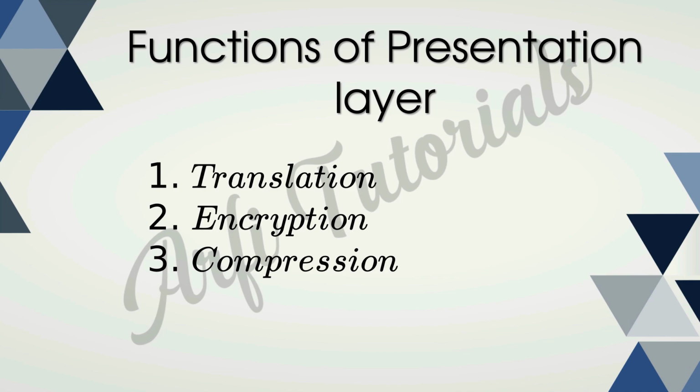Second, encryption. Encryption is needed to maintain privacy. Encryption is a process of converting the sender's transmitted information into another form and sending the resulting message over the internet. Third, compression. Data compression is a process of compressing the data. It reduces the number of bits to be transmitted. Data compression is very important in multimedia such as text, audio, video.